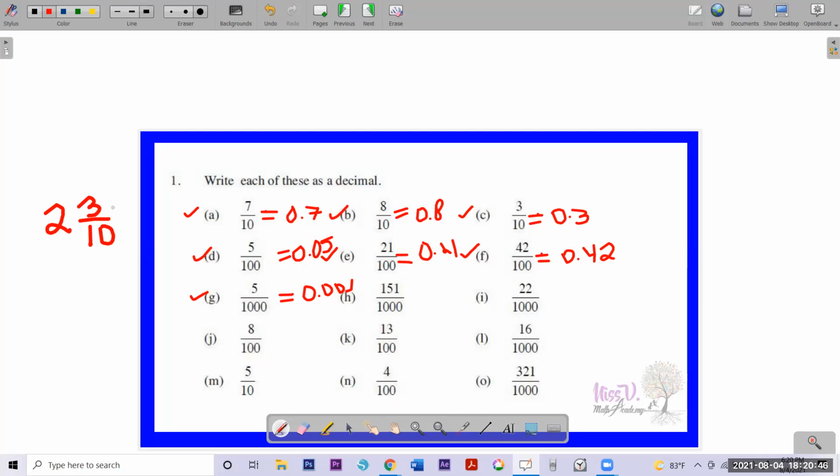This is where we now take it to another level. I didn't teach you this, but I want to see what you would do. You have 2, which is a whole number. Keep it in mind, a whole number. And we have 3 over 10.